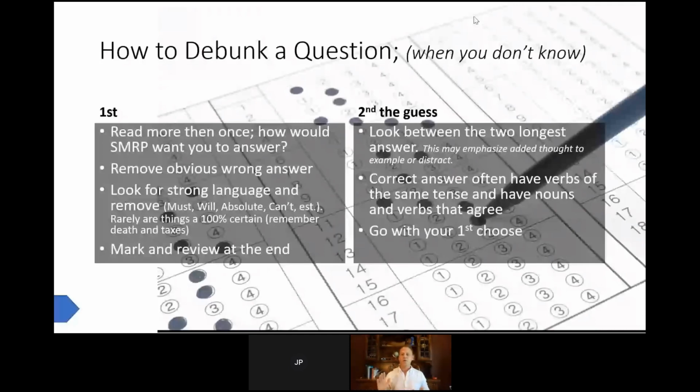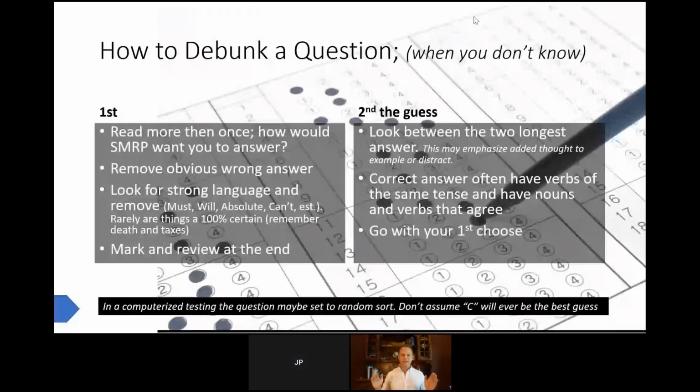Now, one thing to remember is, and I don't know this on the CMRP, but I can tell you as some of the builds questions is that in computerized testing, you can pick to randomize your questions. So don't assume C will always be the best guess. I say that, however, as a test writer, I can say that often some of my questions usually do end up being C for whatever reason. But keep that in mind as you take your exam.